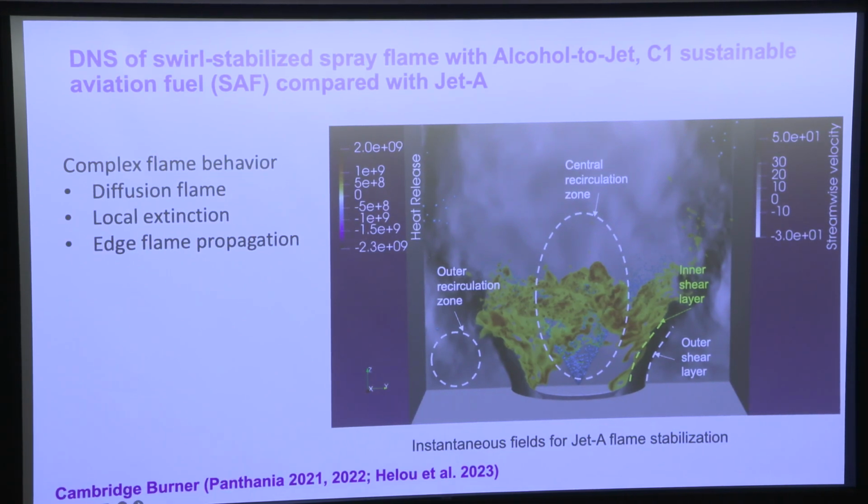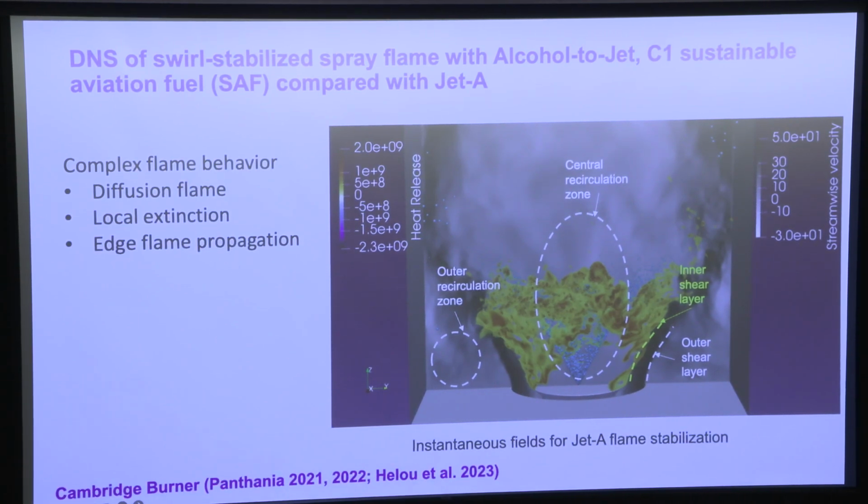So these are kind of dynamical events that usually precede lean blow-off. So we're not per se simulating lean blow-off directly with DNS because that's too expensive, but we are looking at some of the conditions that might occur ahead of lean blow-off. This picture here shows the instantaneous field for the Jet A fuel, and it highlights some of the complexities in this combustion process for the swirl-stabilized spray flame.